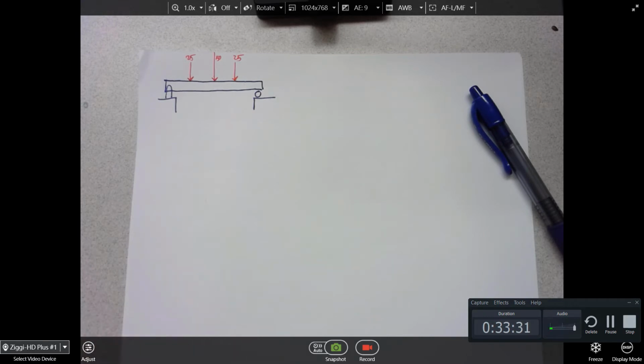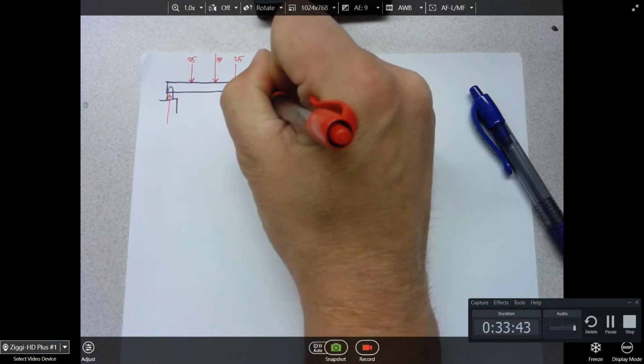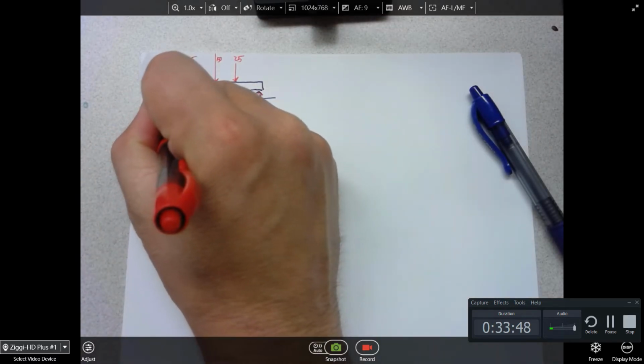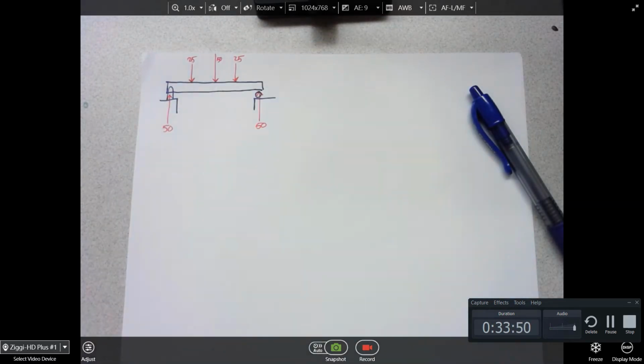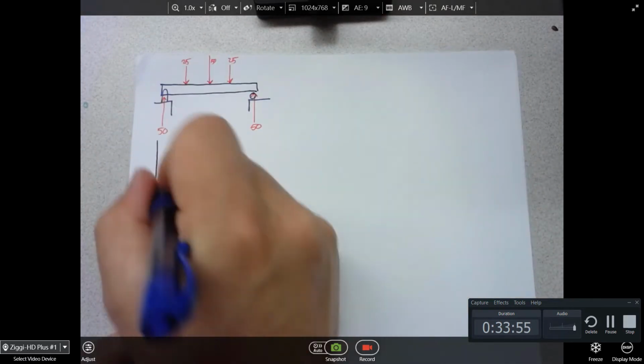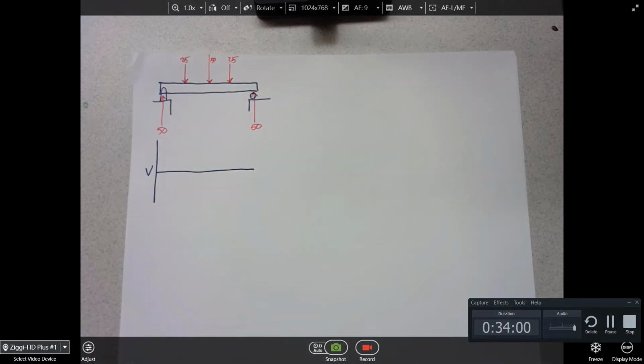Okay, so three forces, 25, 50, 25. So we can by inspection see that my reactions will be what? Yep, 50 a side. Okay. Shear. Do this by looking at my loading diagram.